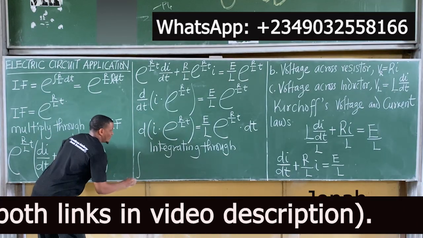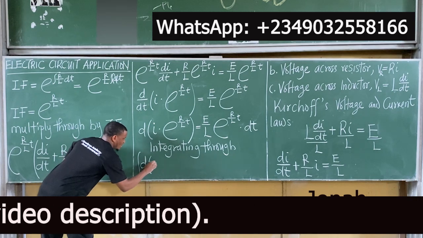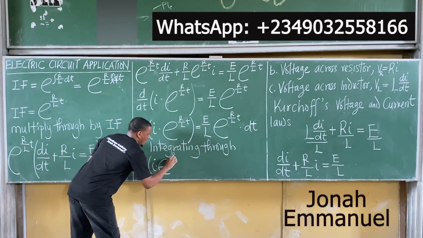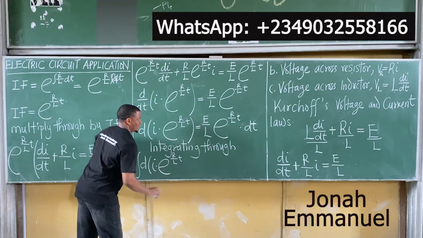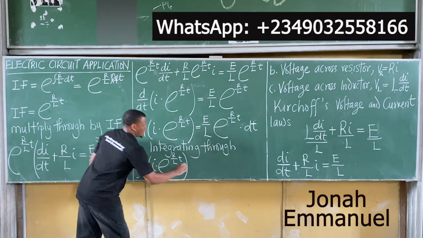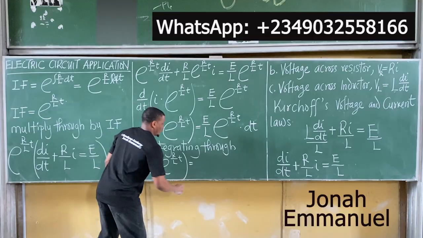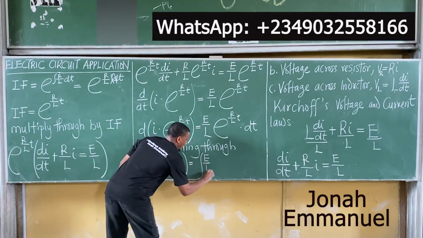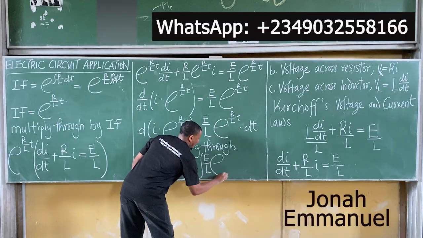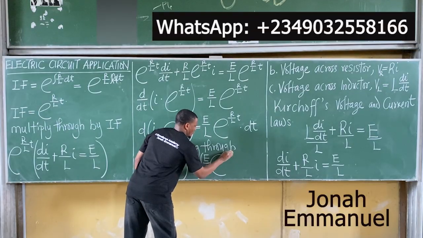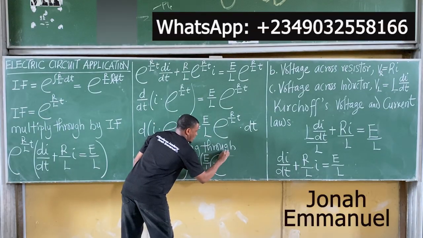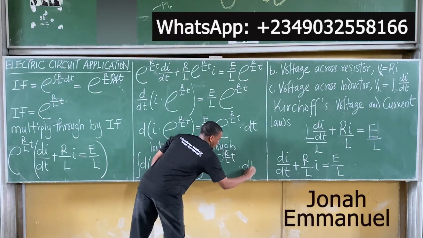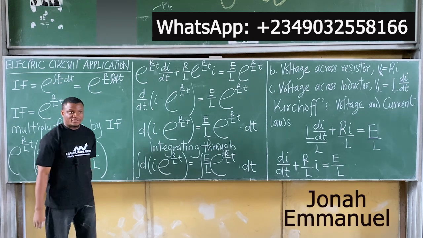The integral of dI dot exponential R over L t is equal to the integral of E all over L exponential R over L t dot dt. So you just integrate both sides. If you integrate through, you have this.